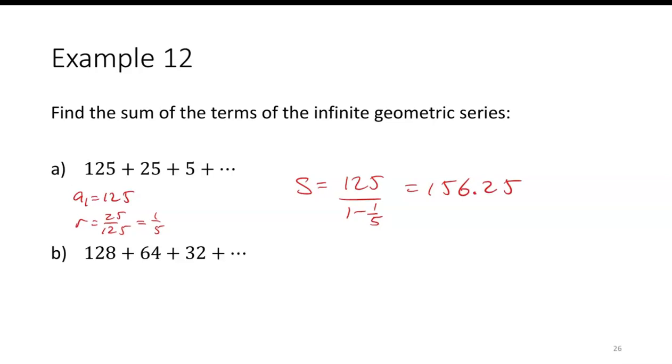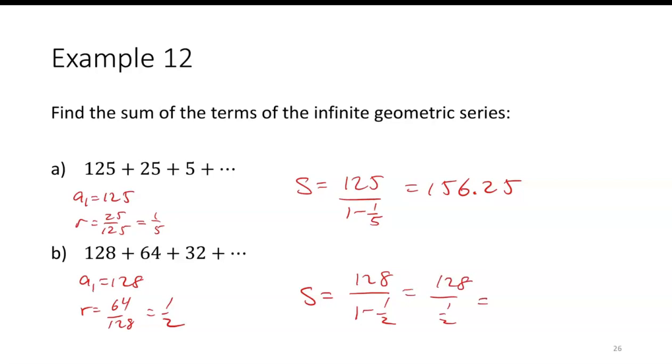And next one, 128 plus 64 plus 32. The first term is 128. My r would be 64 over 128. Looks like 1/2. So the sum would be 128 divided by 1 minus 1/2. So that comes out to be 128 divided by 1/2, or 128 times 2. So 256.